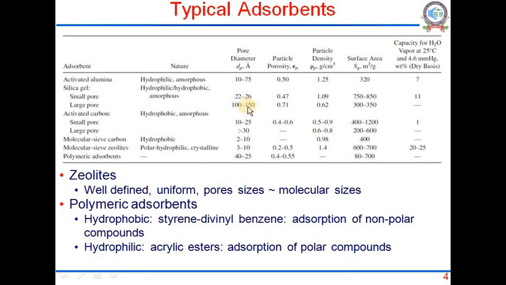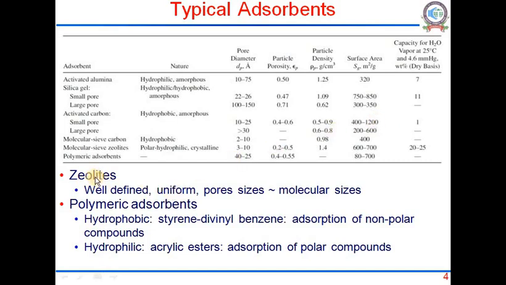Some of these could have large pores. For example, this is 3 nanometers and more than 3 nanometers, so this is definitely a mesoporous material. Look at some of these particle densities and particle porosities and the corresponding surface area. Some of these materials have very high surface area, of the order of 1000 square meters per gram, which means you can use a very small amount of the material and get a very large surface area. You might be using it for catalytic applications or for adsorption applications.